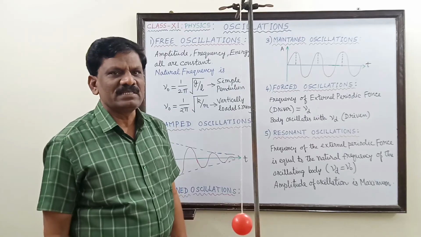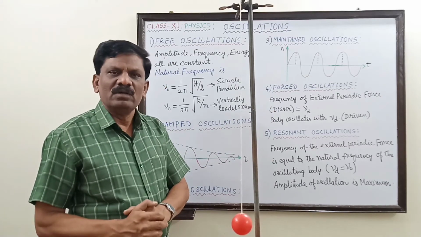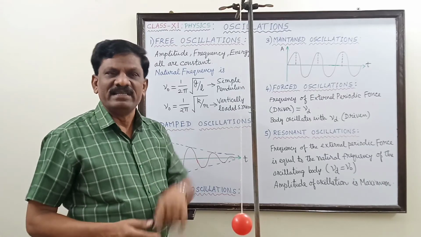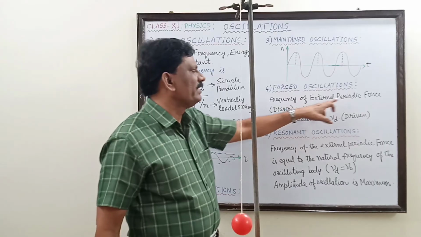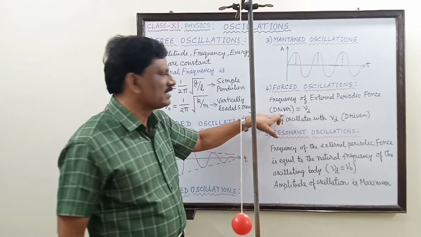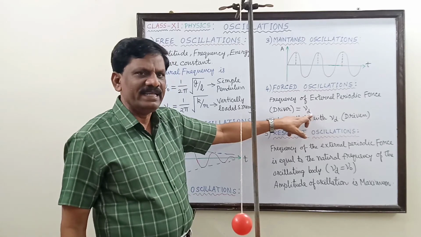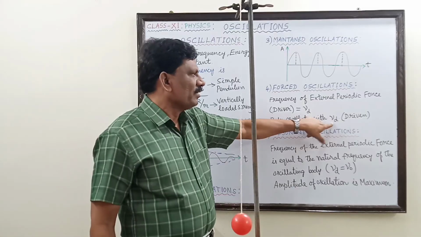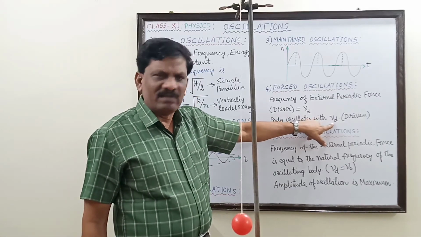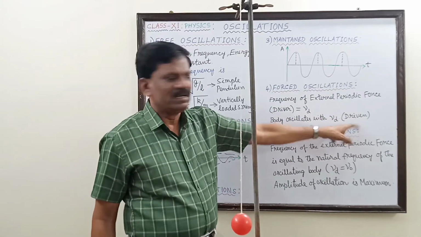The fourth type of oscillations is called what? Forced oscillations. From the name itself, we are forcing a system to oscillate with a frequency different from its natural frequency. Here the frequency of the external periodic force, which is called the driver, is denoted by nu suffix d, and the body oscillates with the frequency nu d. Therefore, the oscillating system is called the driven.